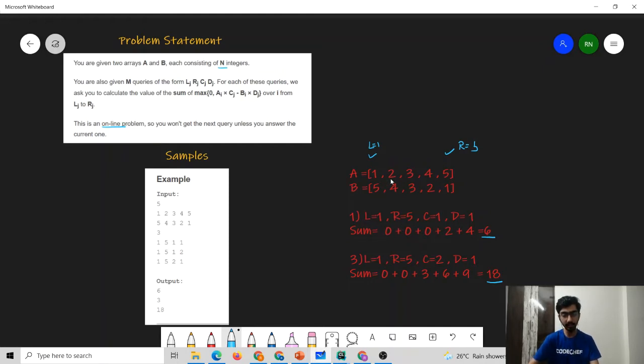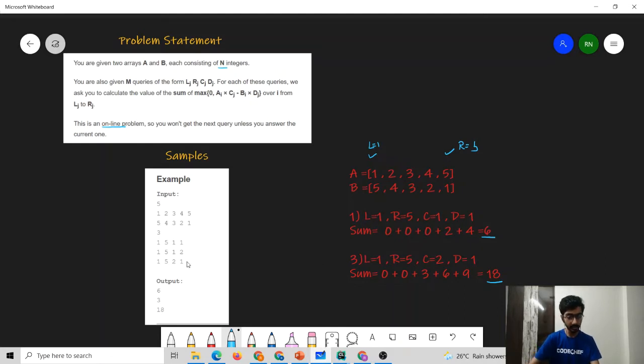Similarly, for this case, we'll have 2 minus 4, which is minus 2. We do not take its contribution. 3 minus 3 is 0. 4 minus 2 is 2, so we have to take its contribution. And 5 minus 1 is 4, so we have to take its contribution. So the total required sum is 6.